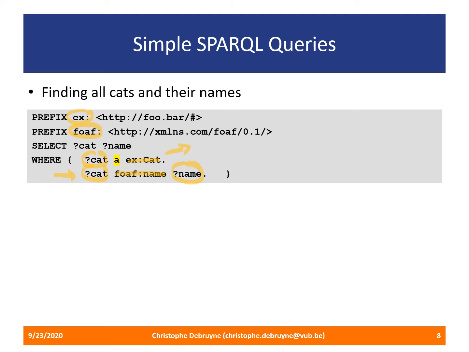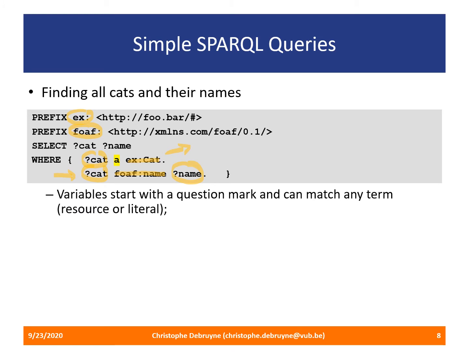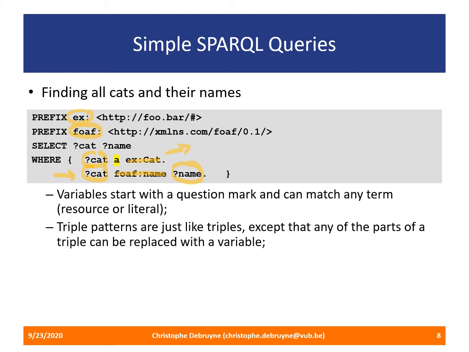Now, to summarize, you might have already noticed variables start with a question mark, and they can match any term, a resource or a literal, and they can be placed everywhere in a triple pattern. Now, what's a triple pattern? Triple patterns are just like triples, except that any of their constituents, being the subject, predicate, or object, can be replaced with a variable. And you can have 3 variables in a triple pattern.